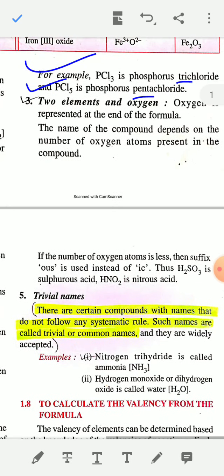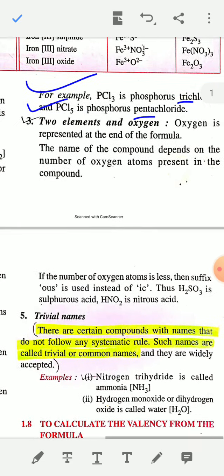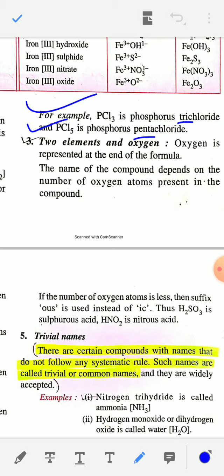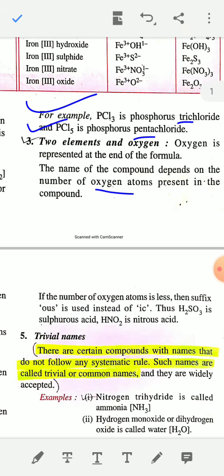Now see, when the compound is formed by two elements and one oxygen. Oxygen is represented at the end of the formula, and the name of the compound depends on the number of oxygen atoms present in the compound. Naming of such compounds formed by two elements and oxygen depends on the number of oxygen atoms present.